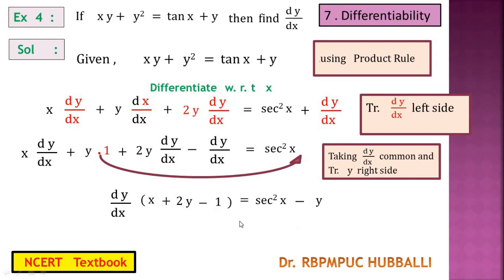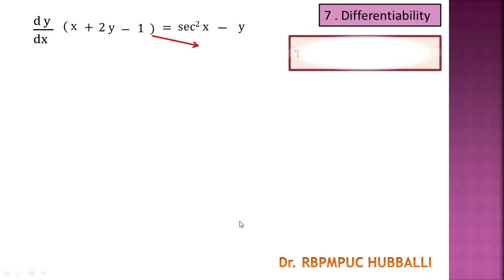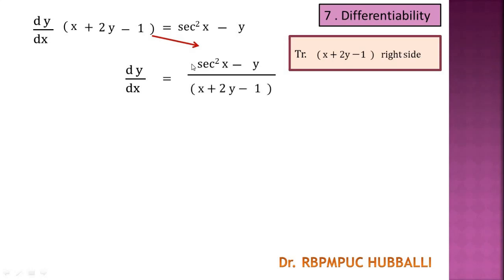So next we easily get the dy by dx function, dy by dx equal to, transfer this to the right side, so this goes to the denominator. So therefore dy by dx equal to secant square x minus y, numerator as it is, and write this function in the denominator, x plus 2y minus 1. So that is the derivative of the given implicit equation. So this is the method of getting dy by dx when you have an implicit equation.